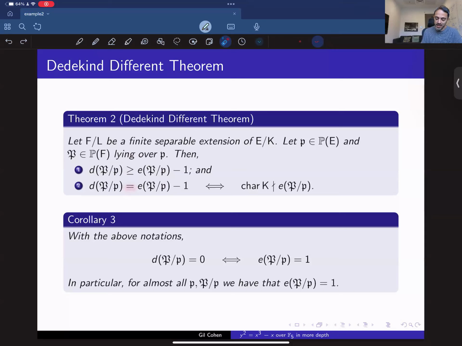But moreover, you get equality if and only if the characteristic of the constant field, like F5 in our case, where it's 5, and all the characteristics will be the same, doesn't divide the ramification index. So once the characteristic doesn't cause trouble and doesn't divide the ramification index, you get equality. And when you get equality, you completely understand what the different divisor is. It encodes all prime divisors in the upper function field that ramify.